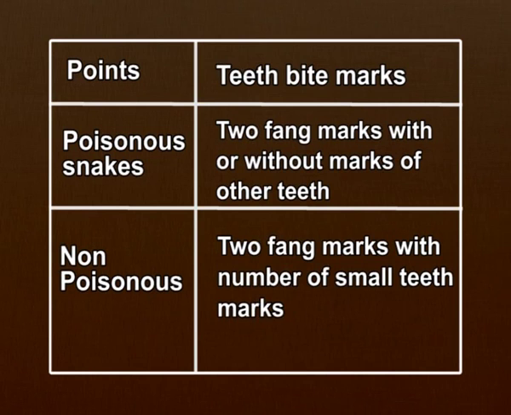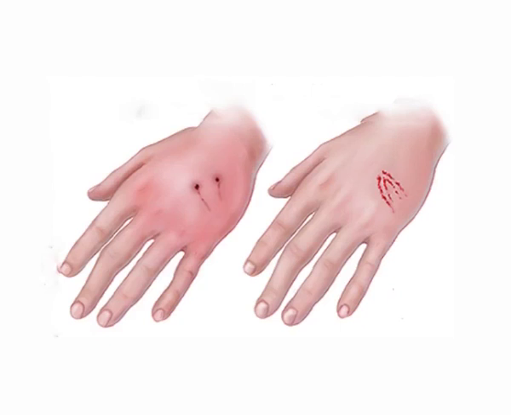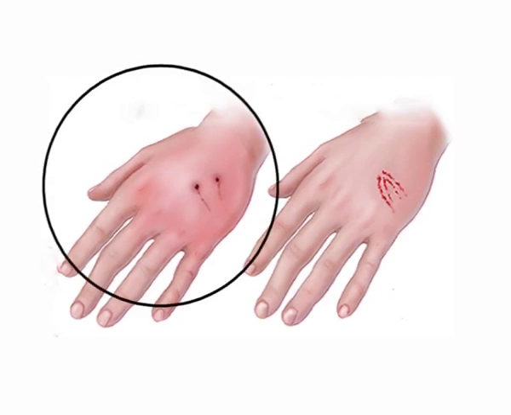And if you compare the teeth bite mark, which is a prominent part always observed after a snake bite, the non-poisonous snake shows two fang marks with a number of small teeth marks. But in case of poisonous snakes, it shows two fang marks with or without marks of other teeth. So, you got a fair idea about non-poisonous and poisonous snakes. You can see the other image showing poisonous snake or non-poisonous snake bite. Here, the poisonous snake bite is prominently mentioned because it is very important.